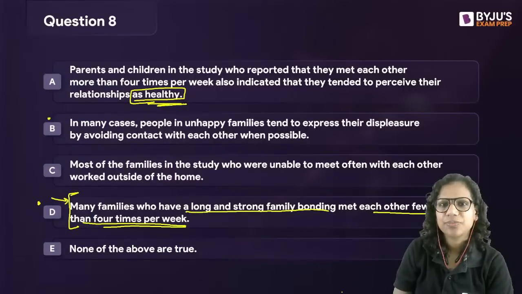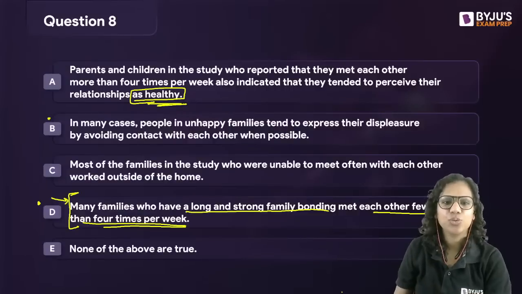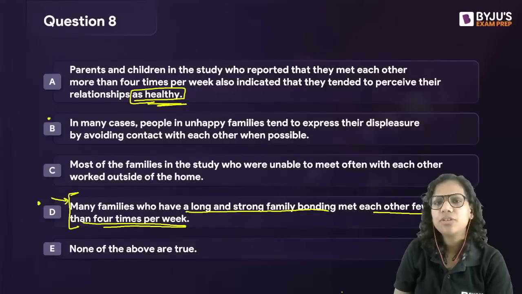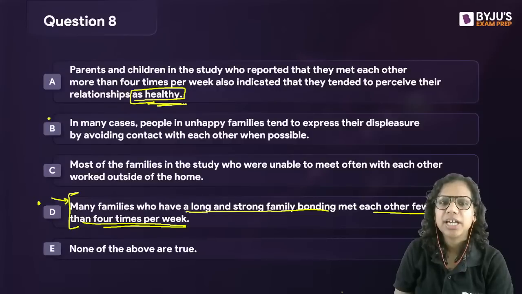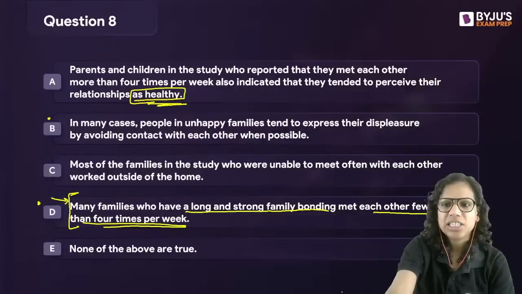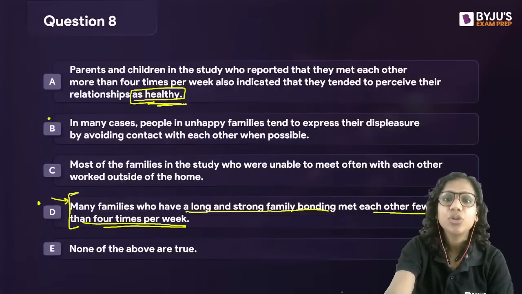Yes, tell me. I want to hear this from you. So, this is about those families that have a long and strong family bonding. They met fewer than 4 times per week. So did the children there commit a crime or not? Do we know that? We don't know this, right? Whether the children of these families committed crimes or not.